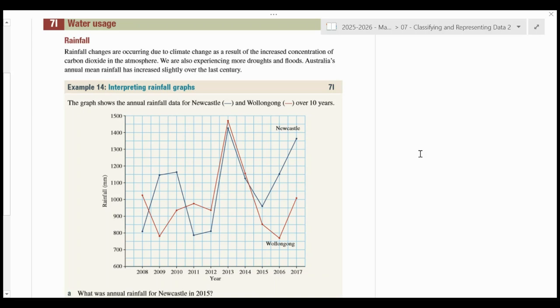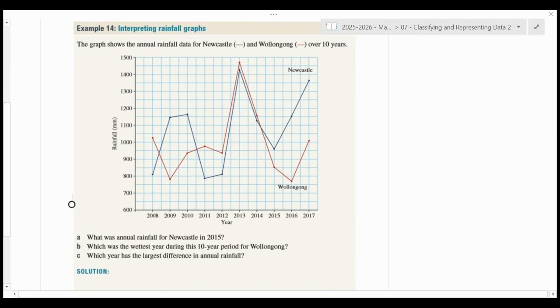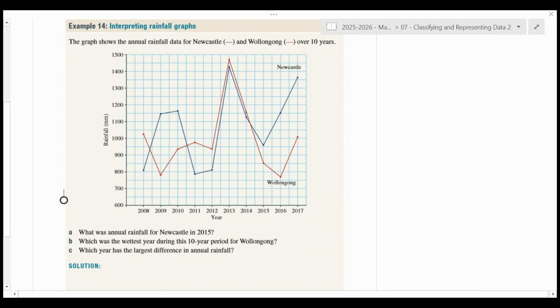Interpreting rainfall graphs. Alrighty. So we've got a graph here that's indicating rainfall in Newcastle and Wollongong over the last 10 years. So we're just going to read off this. What was the annual rainfall for Newcastle in 2015? Go across to 2015. Newcastle is our blue one. So we go up to there and we look at that point right there.